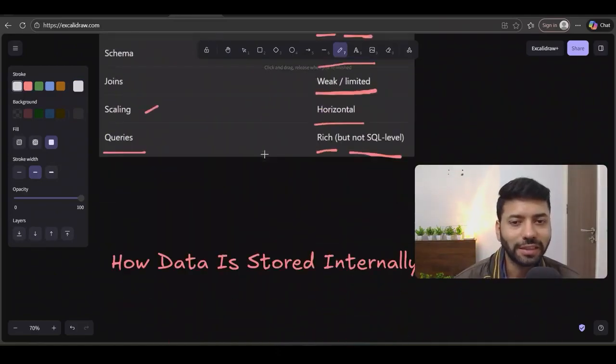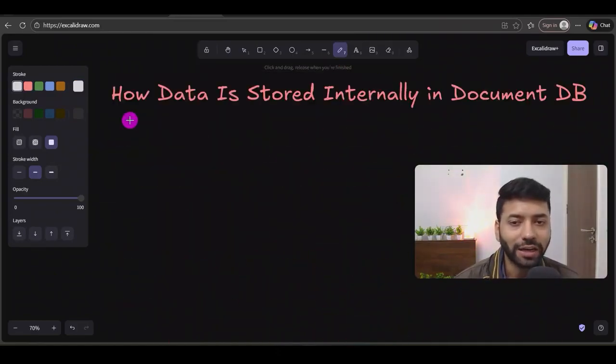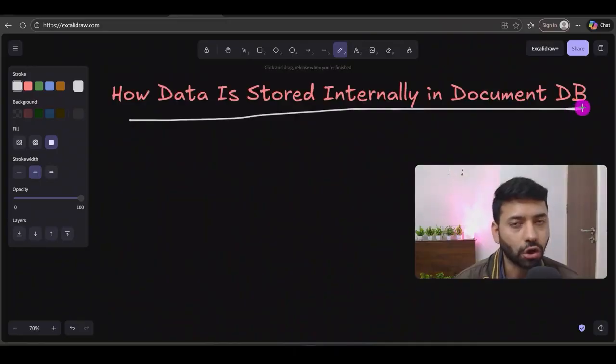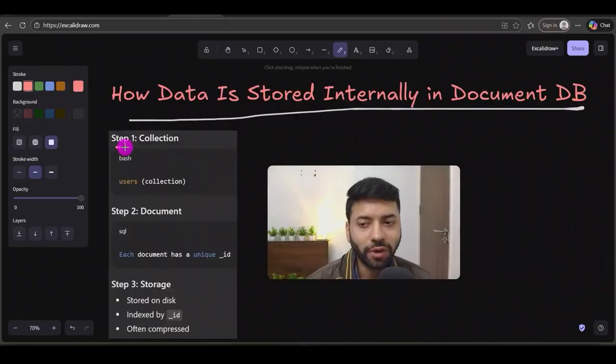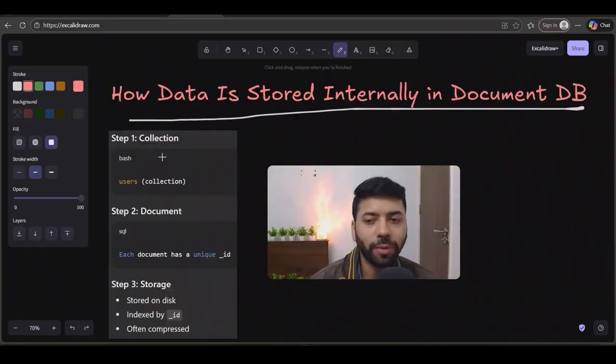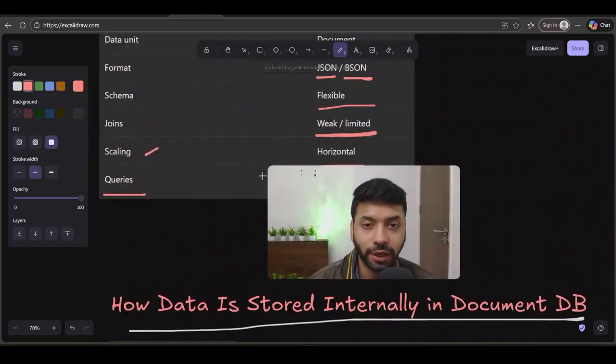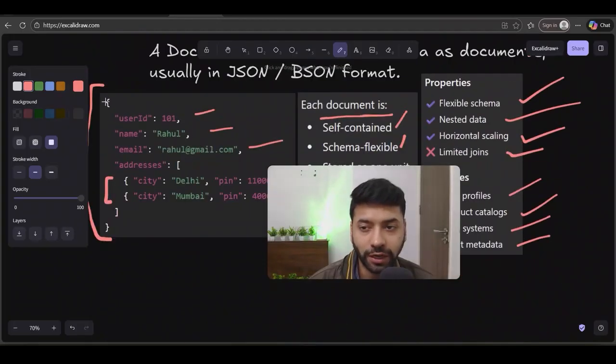All right, next let's discuss how data is stored internally in a document database. Step one is the collection. In a document DB you have something called a collection. When we are talking about user related information, like we stored user related data here, this will be one collection.